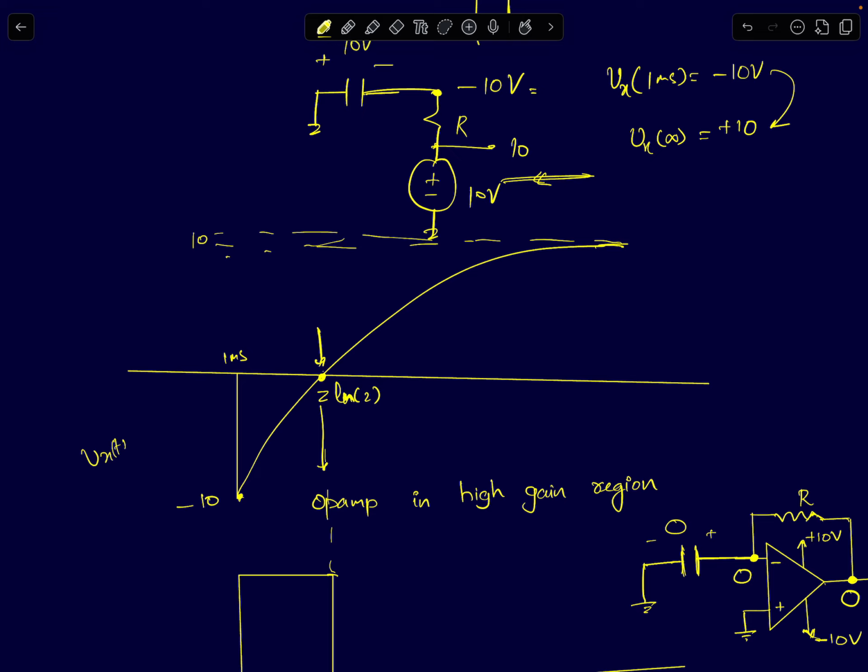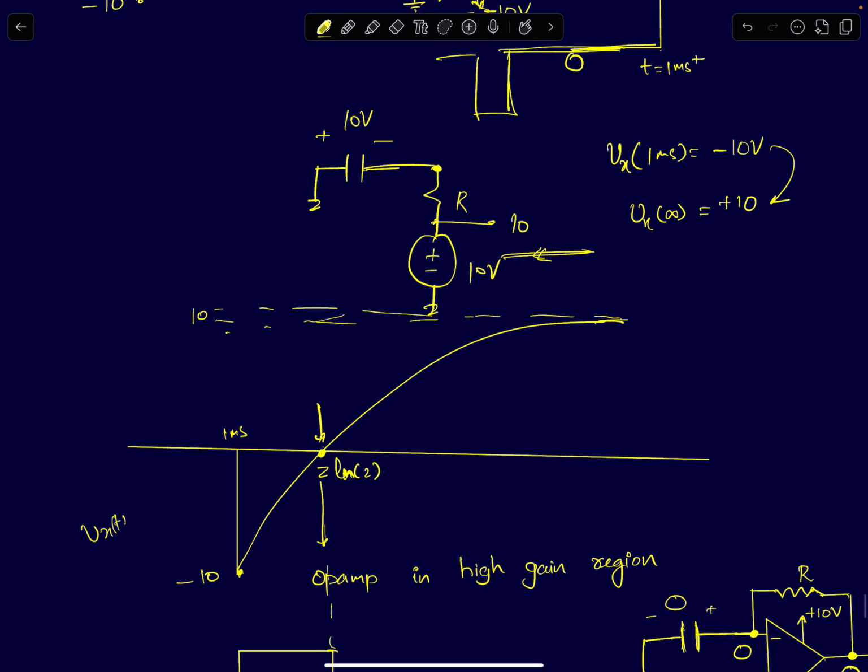What will happen when Vx of t becomes 0? What happens to the capacitor charge? This node voltage is at 0, the other end of the capacitor is 0 volts, so the capacitor is discharged to 0 volts. There is no charge in the capacitor at this point. When a falling edge comes, Vx is initially at minus 10, and once it goes to 0 volts, the voltage across the cap will be 0. All the charge that the cap had is lost now. The resistor has discharged it.